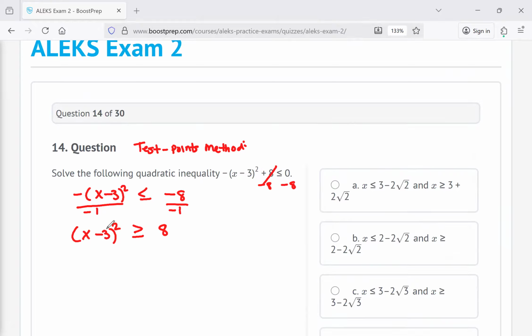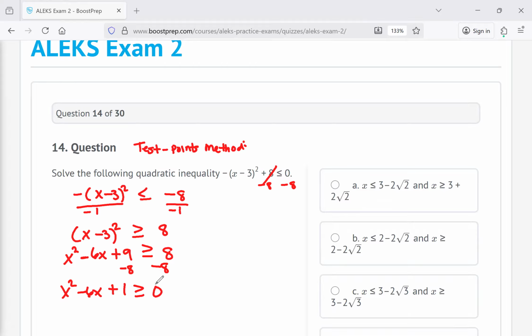Then what I would do is FOIL this out. x minus 3 squared is not x squared minus 9. When you FOIL it out, it's going to be x squared minus 2 times ab, so that would be negative 6x plus 9 greater than or equal to 8. Then I would get one side to 0, so I move this 8 to the left by subtracting 8. So I get x squared minus 6x, and then 9 minus 8 is 1, greater than or equal to 0.